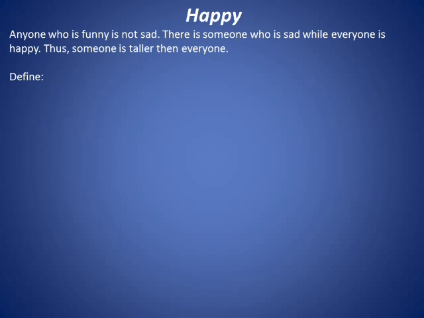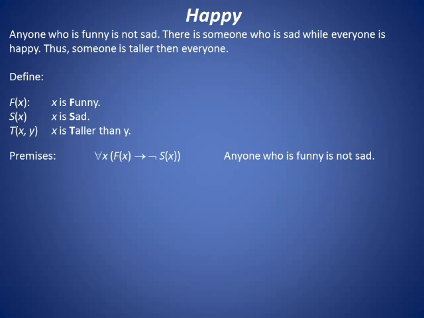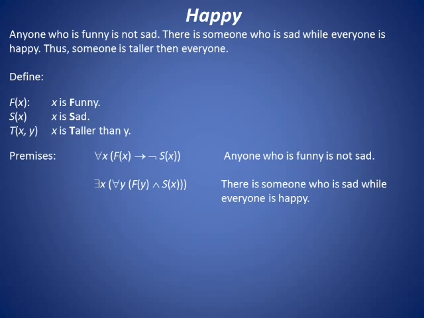Let's begin by defining f of x to be x is funny, s of x to be x is sad, and t of x and y to be x is taller than y. From the story and these definitions, we may represent the two premises as: for all x, f of x implies not s of x, that is, anyone who is funny is not sad, and there exists an x such that for all y, f of y and s of x, that is, there is someone who is sad while everyone is happy.